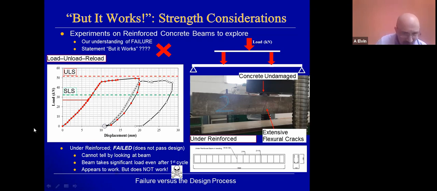In this one, does not work. So this one, I'll put the Jolly Roger here, which means dangerous, dangerous. It seems to work. The beam looks fine, but we've got no way of telling whether it will work or not. We have no idea if it has failed or not failed. We have to go back to the office and do a rational design and see if it passes or not.